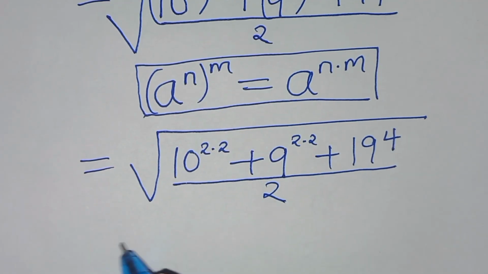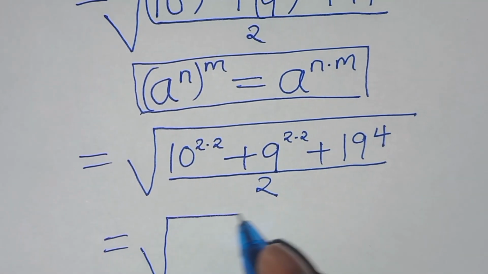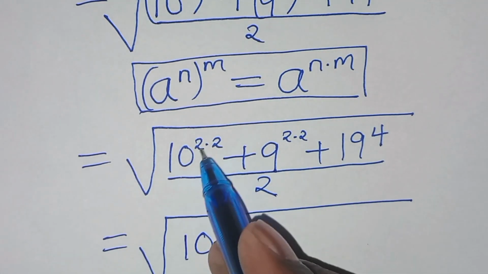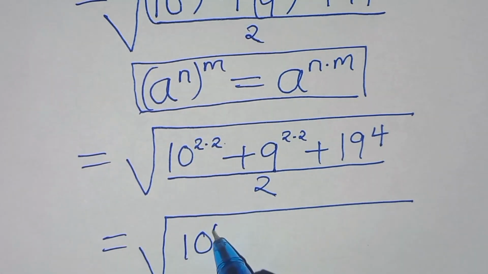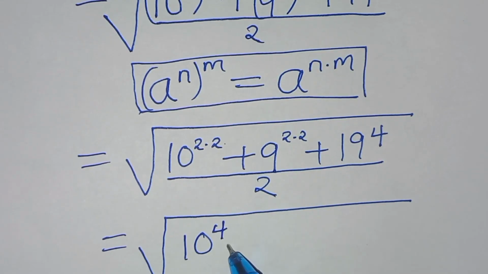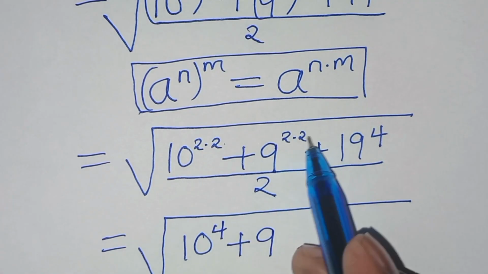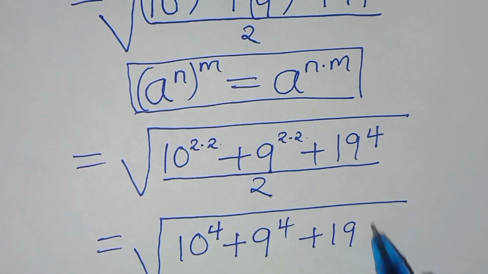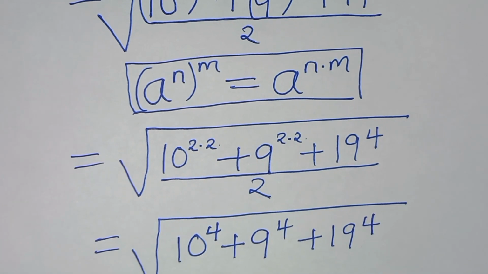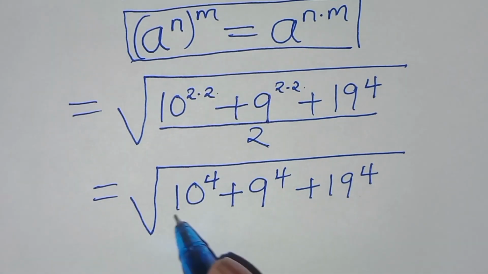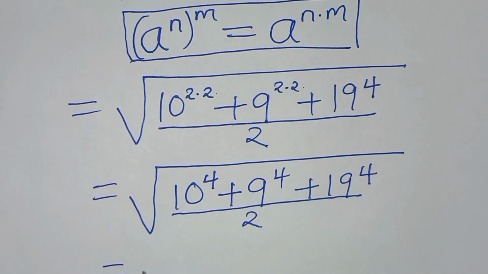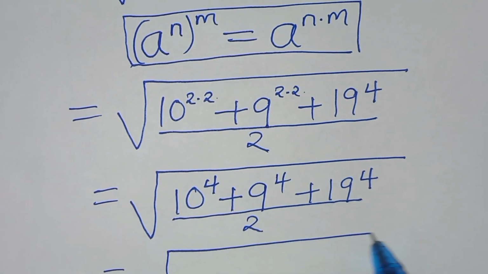So the next step from here is that we have the square root of 10 raised to the power, this is 2 times 2, which is 4, so it's 10 raised to the power 4, plus 9 raised to the power, this is 2 times 2, which is 4, then plus 19 raised to the power 4. All this divided by 2.